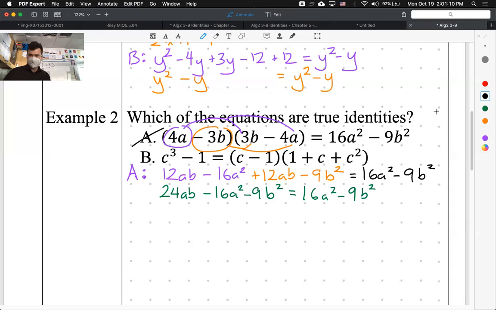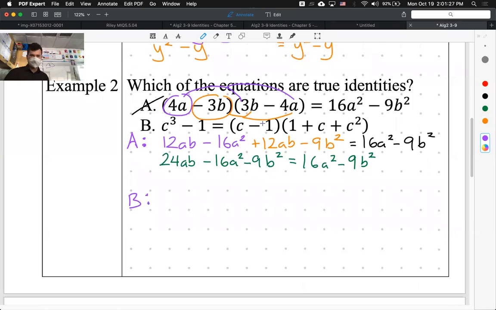All right, let's do B. I have C cubed minus 1 is equal to C minus 1 times 1 plus C plus C squared. All of that. Let's go ahead and multiply that out. I'll help you guys get the structure up and going. I want to multiply C minus 1 by 1 plus C plus C squared. How do I do that?